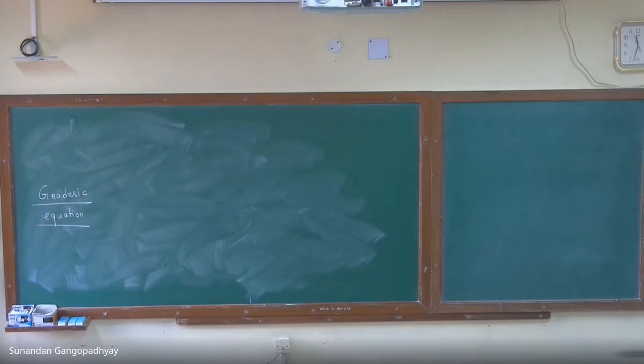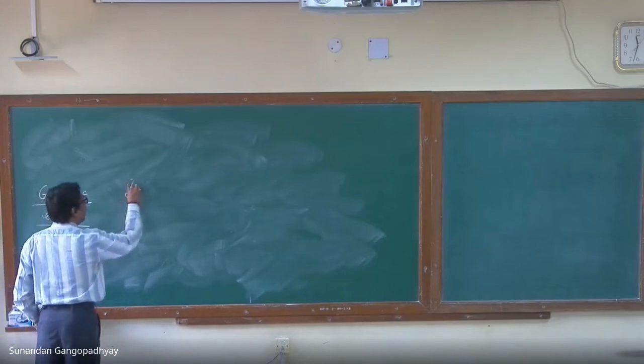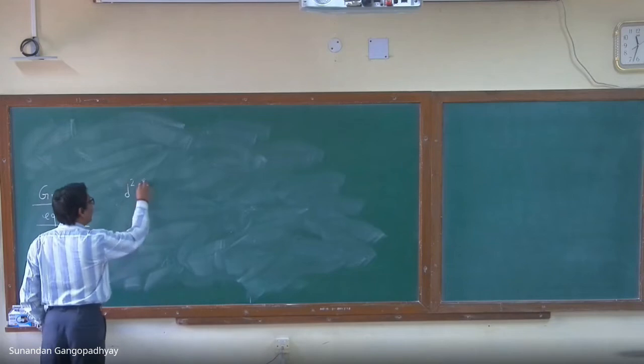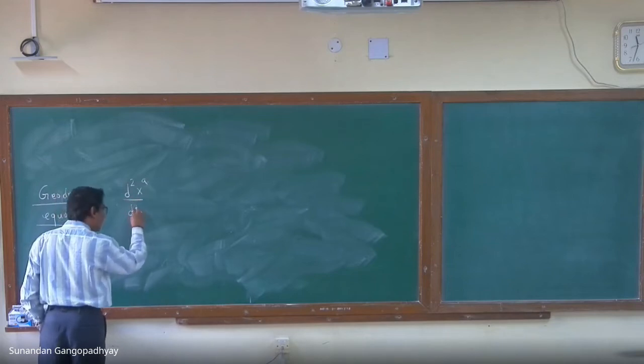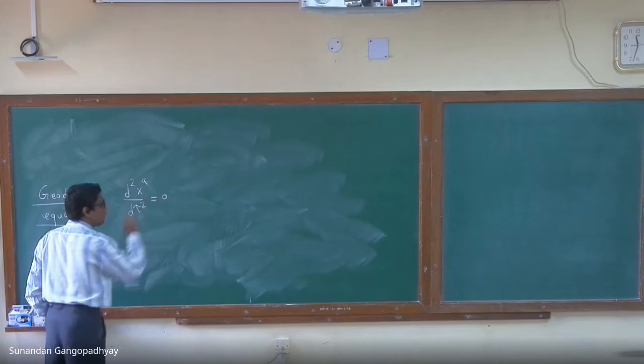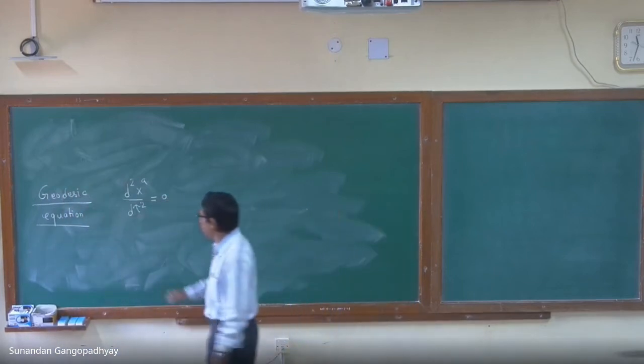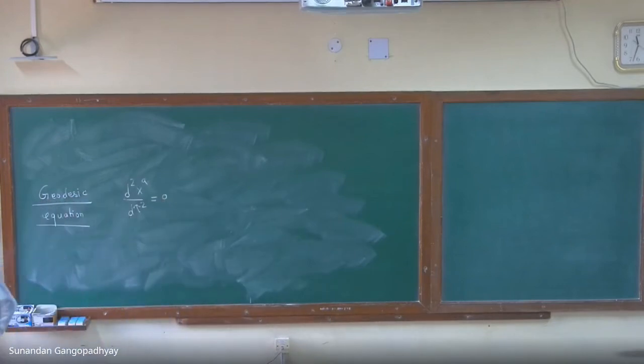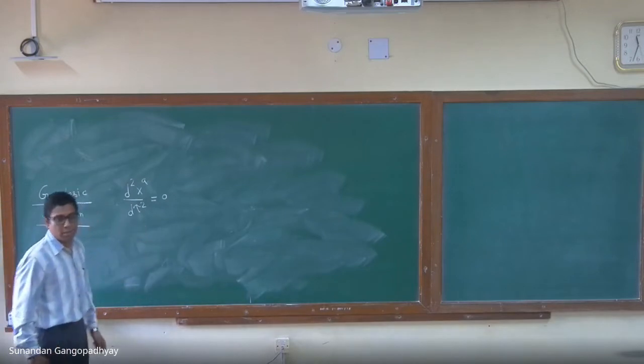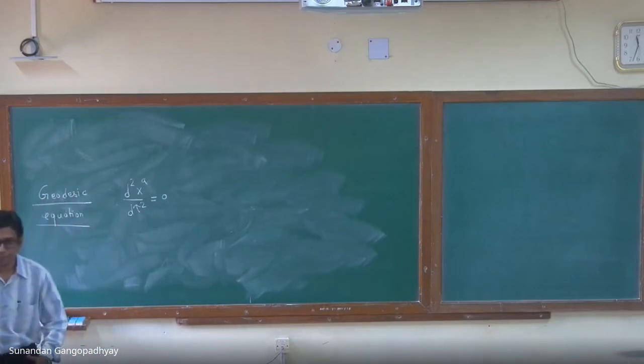In flat space, you know what the equation of motion of a free particle in flat space-time is: d²x/dτ² = 0. I'm asking for a free particle. This is a reasonable equation of motion for a free particle. But now we would like to generalize this differential equation to curved space-time. So what would be a natural generalization of this?